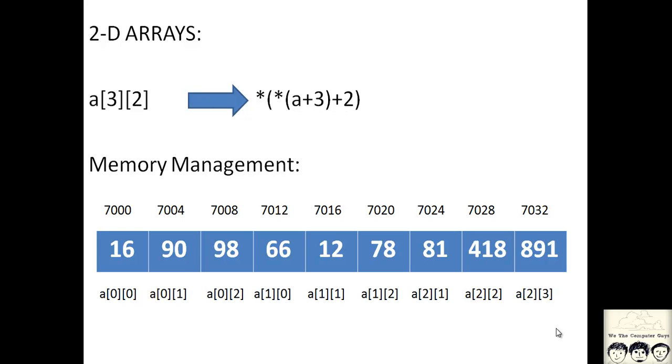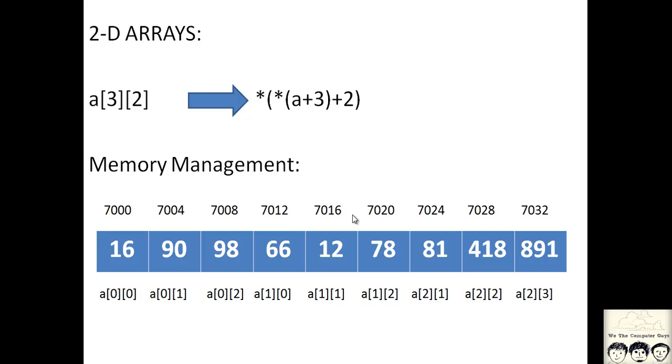Like 1D arrays, 2D arrays are also placed in memory in contiguous memory blocks. Suppose the array starts at memory location 7000. So the 0th element, A of 0, 0, that is 16, is present at memory location 7000. The next would be present at 7004. These three are the elements of my first row. Then the elements of my second row are present, that is A of 1, 0, 1, 1, and 1, 2, then the elements of the third row. So the entire thing is present in a contiguous memory block.